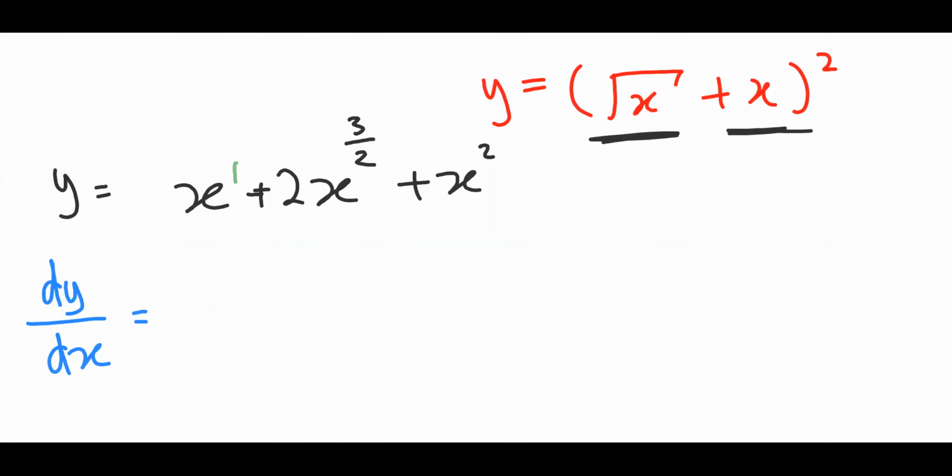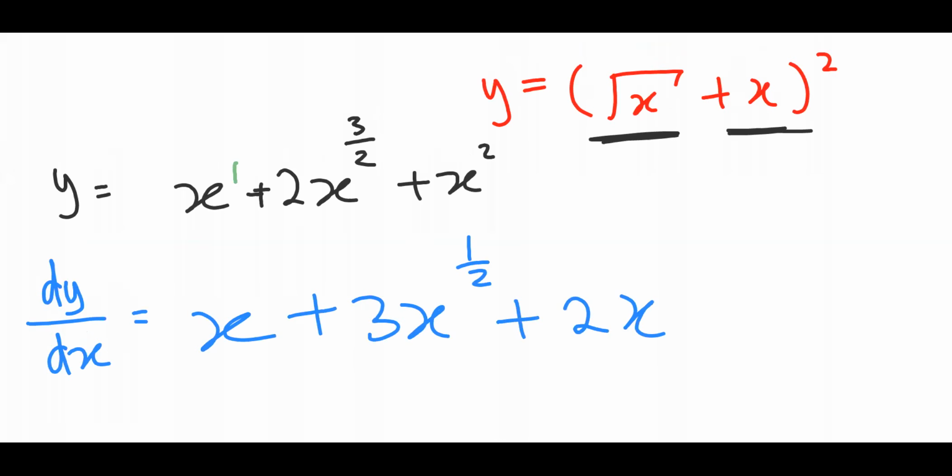I got x plus 3x to the half plus 2x. X plus 3x to the power of a half, and then? Plus 2x. Plus 2x. Okay, I do agree with these two. Yeah, I think I messed up the first one. That's why I was getting a bit confused. But I have, yes, definitely a fault here.